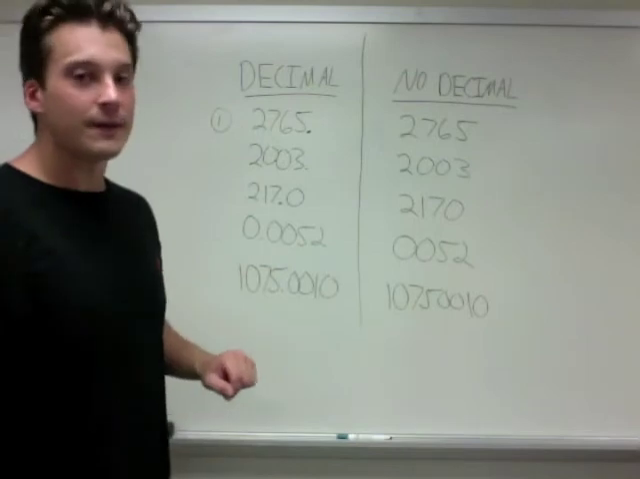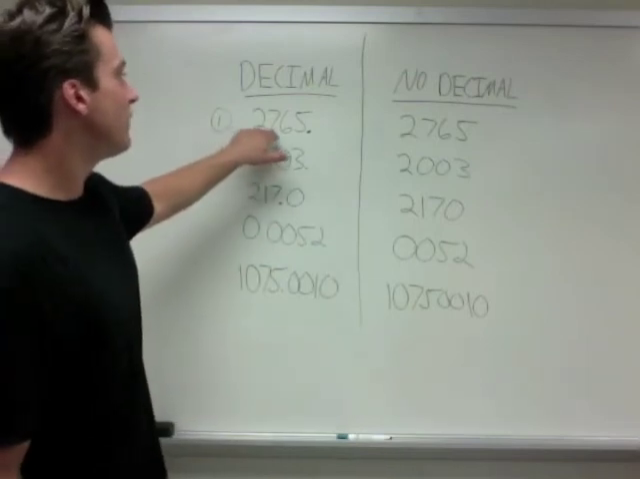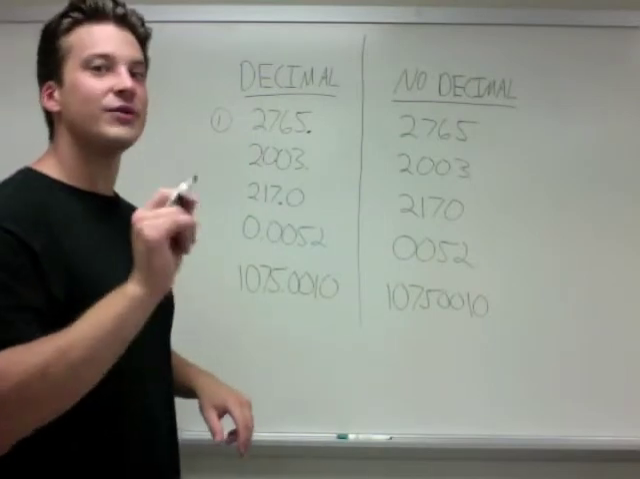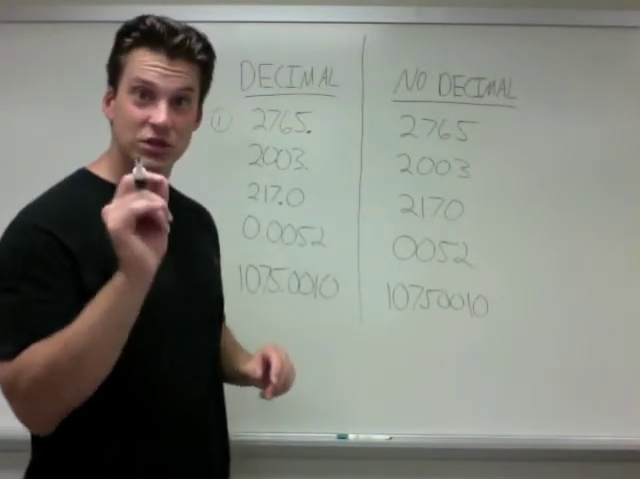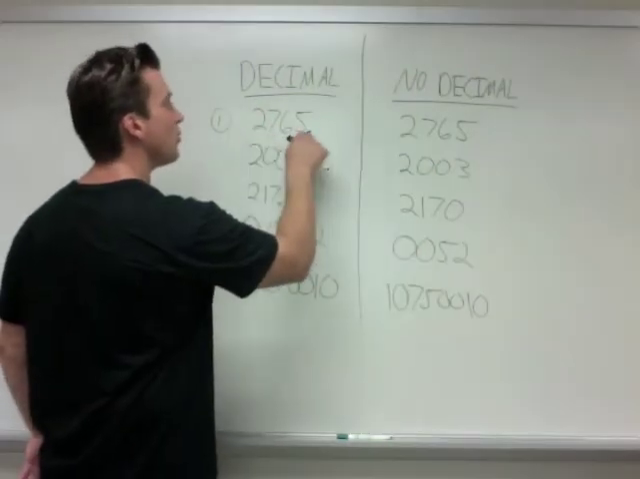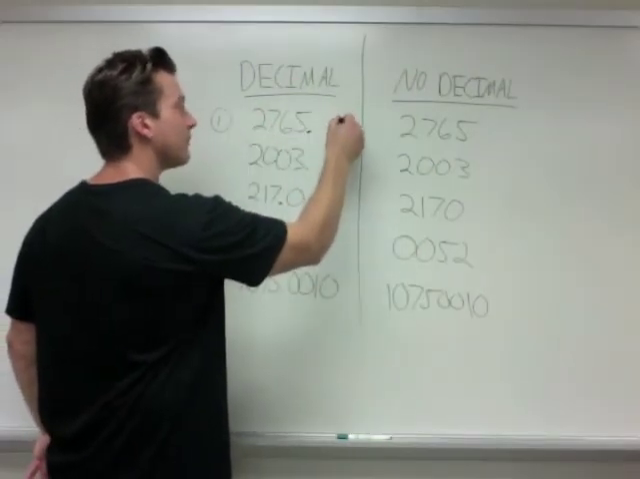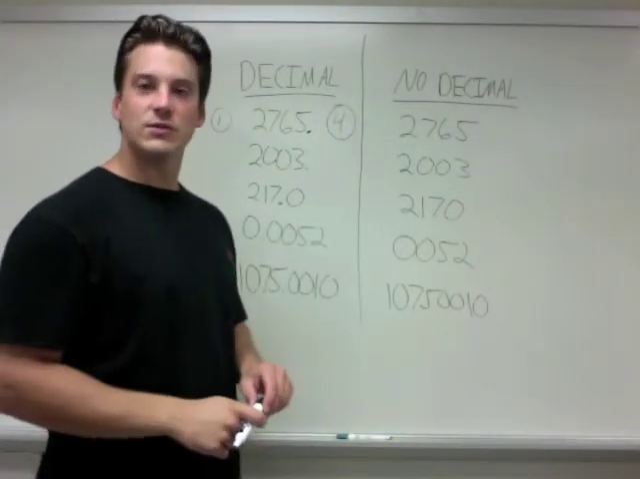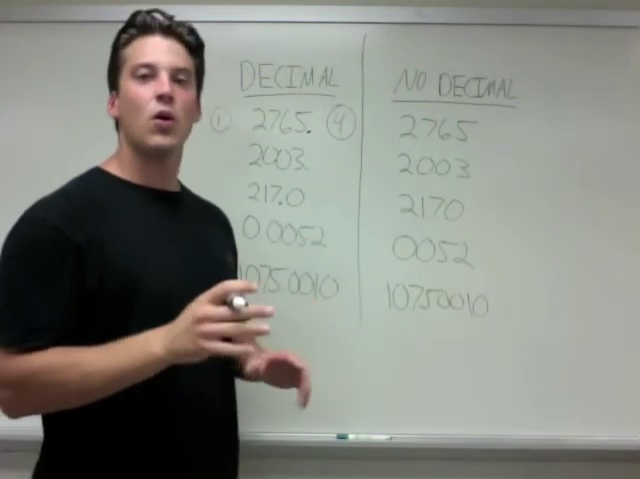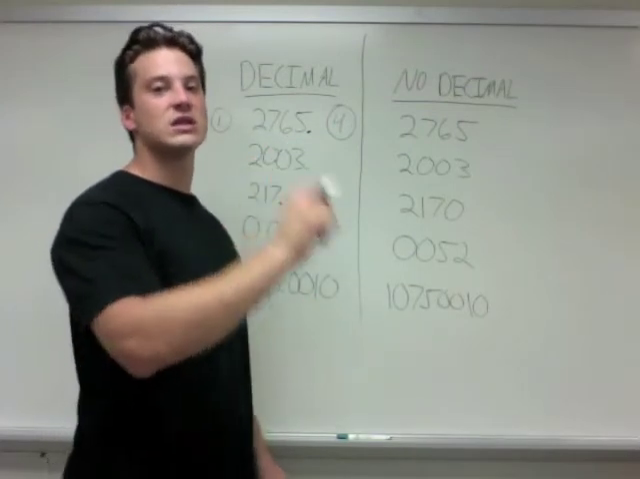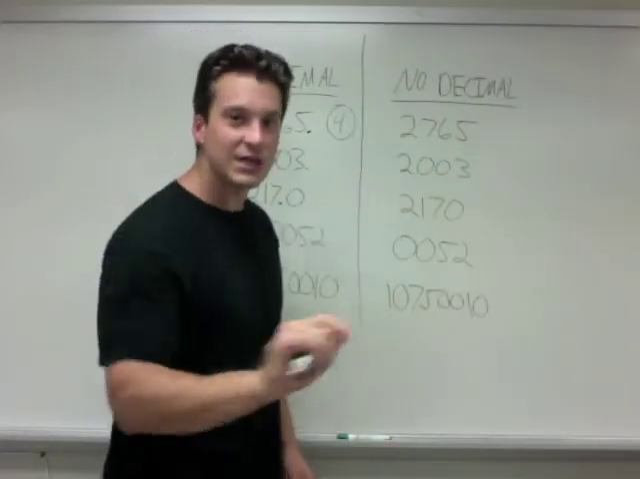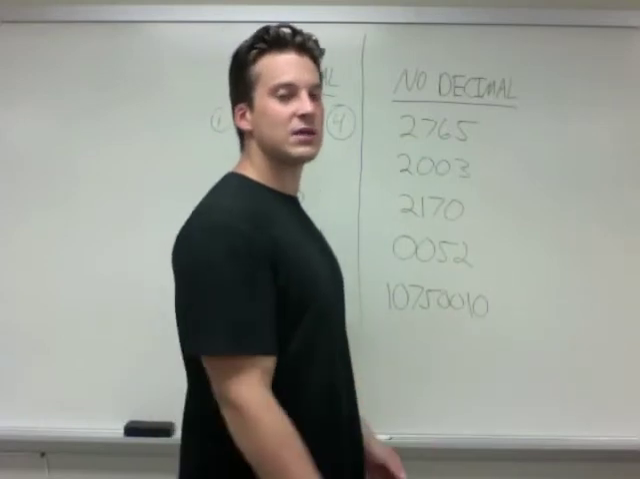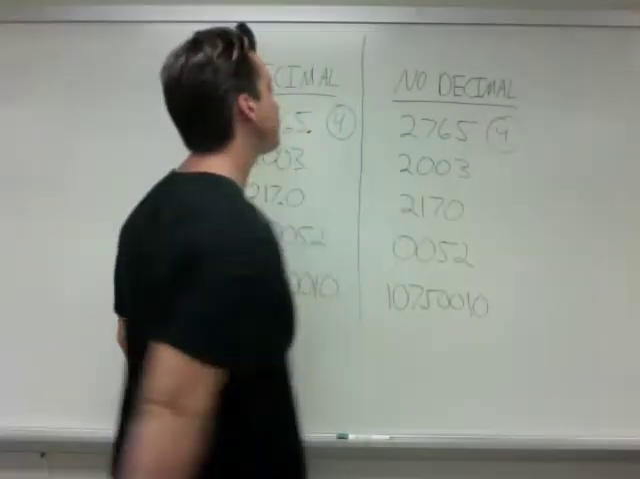So, example number 1. I have 2, 7, 6, 5, decimal. Rule number 1 says all non-zero digits are significant. Therefore, these are all non-zeros. Therefore, there is 4 sig figs. Okay. No decimal present. It doesn't matter. All non-zero digits are significant, whether there is a decimal or there isn't. So I have a 2, 7, 6, and a 5 again. Doesn't matter that there isn't a decimal. This is 4 sig figs.